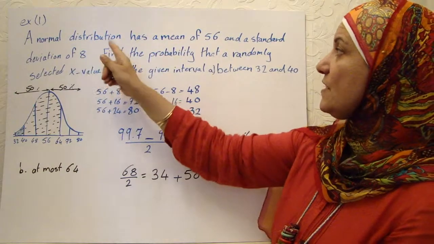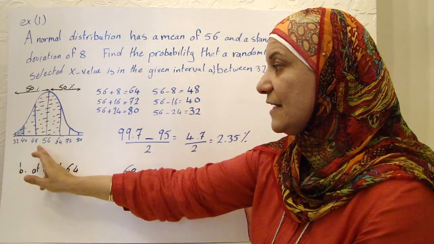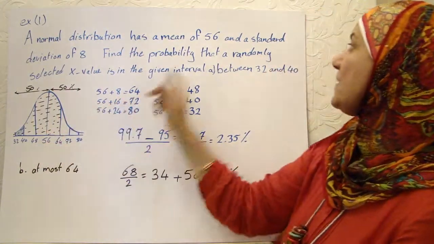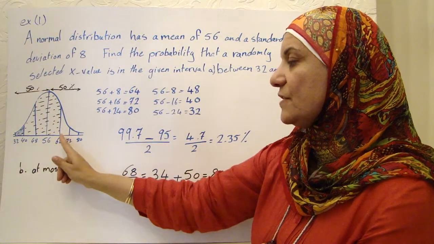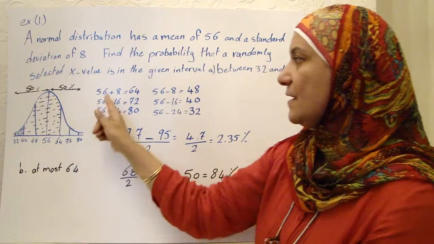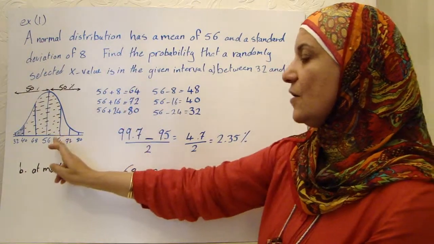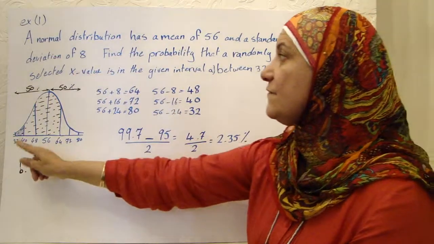Example 1. A normal distribution has a mean of 56, which is the part in the middle. We said that the mean is the one in the middle. And a standard deviation of 8, which means that if I go one deviation this side plus 8, one deviation this side minus 8. That's what we have here. First deviation on the right, I'm going to have 64. One deviation to the left, I have 48.